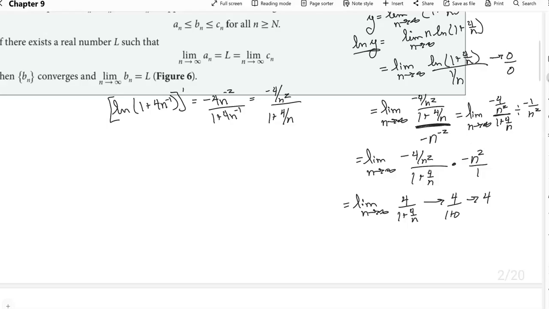Now remember, we said that was equal to the ln of y. So the ln of y is equal to 4, which means e to the 4 is equal to y. So therefore, the sequence 1 plus 4 over n to the n is going to converge to e to the 4th.